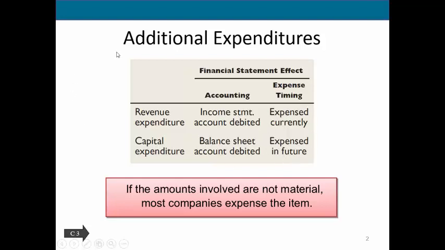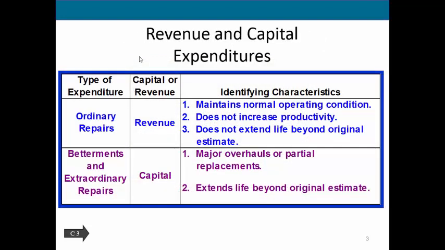But what we're talking about here are additional expenditures. So what happens if we purchase a building and then 3 or 4 years down the road we spend more money on that building? What we need to determine is that additional expenditure on our capital asset, or that building, is that going to be a revenue type of expenditure or a capital expenditure? And there's a basic rule here that's going to answer that.